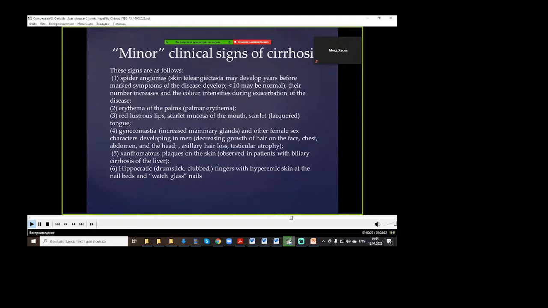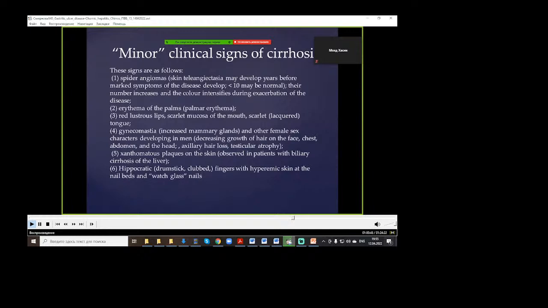The next minor clinical symptom is called palmar erythema. It is red coloring of the thenar and hypothenar. Next symptom, red lustrous lips, scarlet mucosa of the mouth, and scarlet tongue, the so-called hepatic tongue.